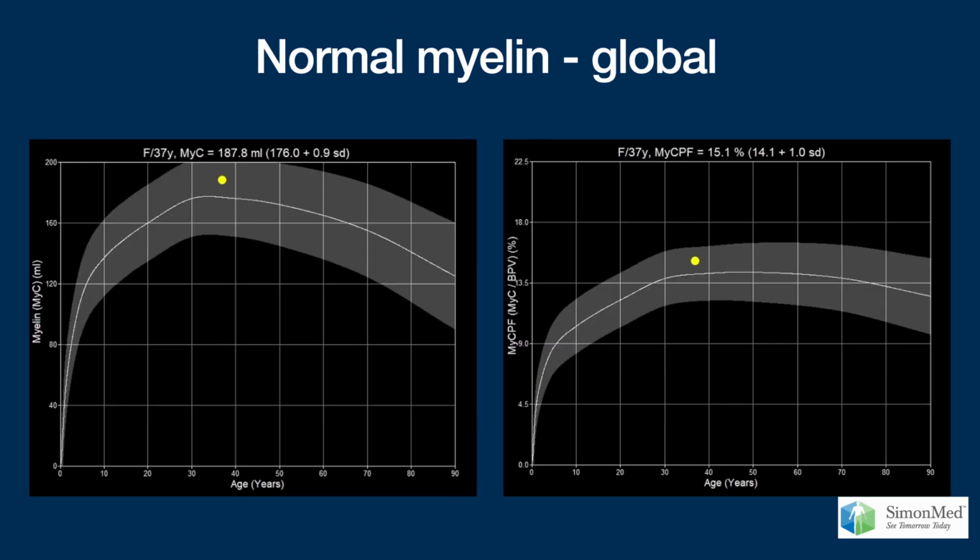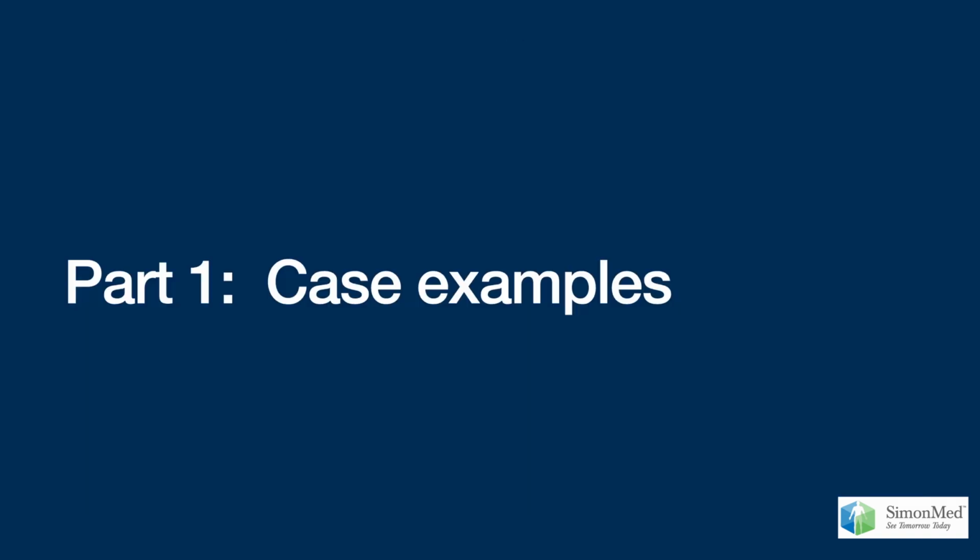The most important reference curves are for myelin, represented as an absolute value for the entire brain summed on the left, and as a percentage of brain volume on the right. Critically, two standard deviation ranges are displayed with yellow dots for the current case, and values at the top of each curve. With that, let's look at some cases.